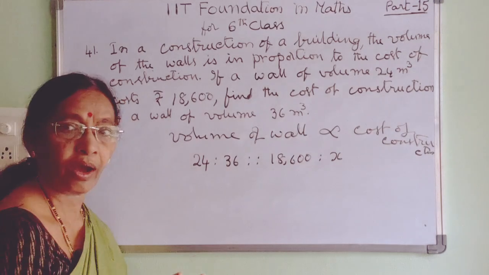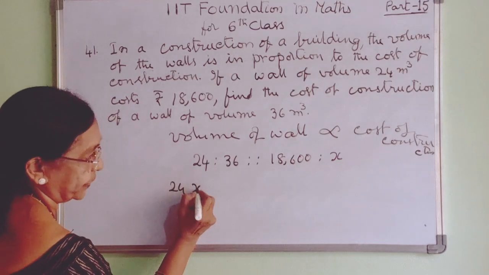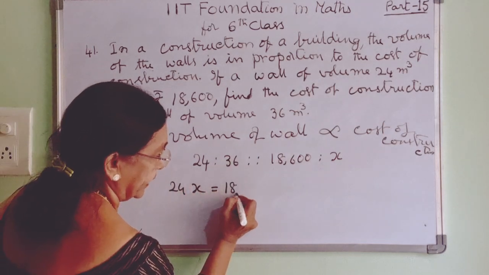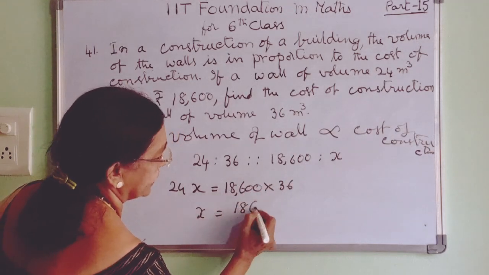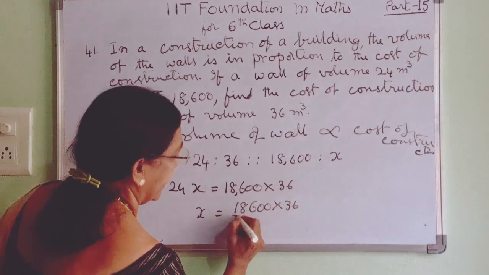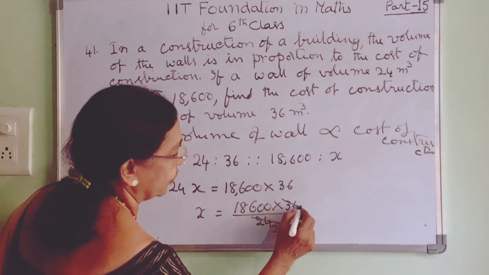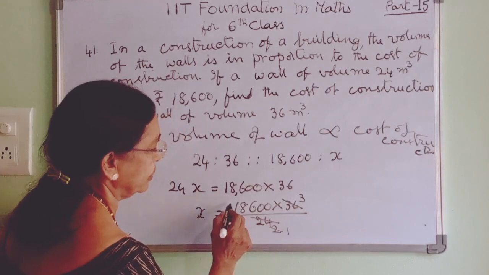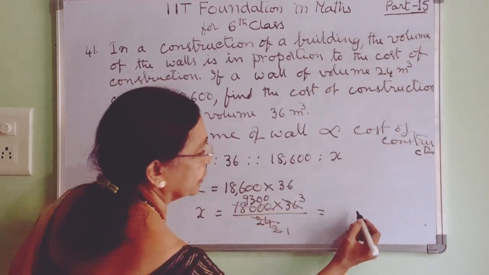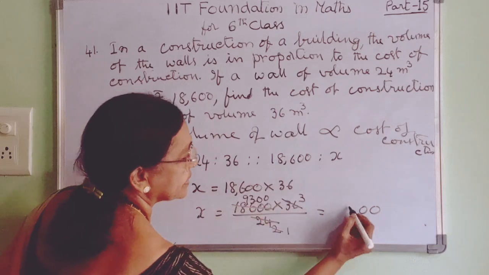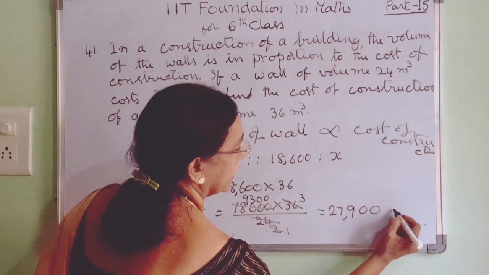Therefore, according to the law of proportion, the product of extremes 24 into X is equal to the product of means 18,600 into 36. Therefore, X is equal to 18,600 into 36 by 24. Here 12 2s are 24, 12 3s are 36, 2 1s are 2, 2 9s are 18, 2 3 6 0 0. That is equal to 3 into 00, 3 3s 9, 3 9s 27. Therefore, 27,900 rupees.